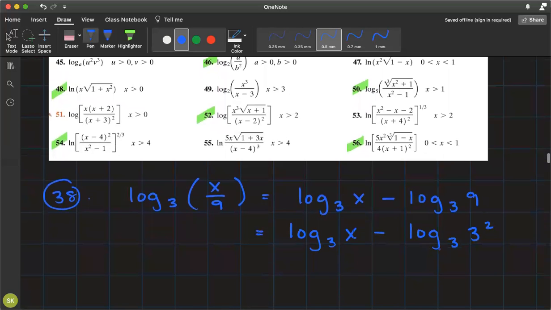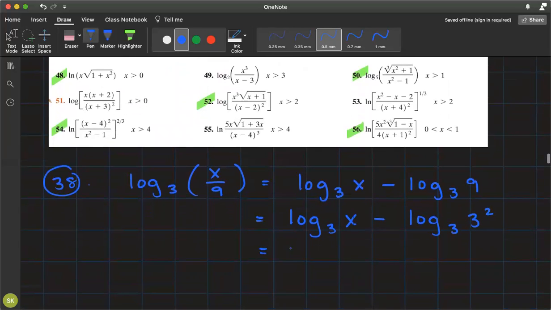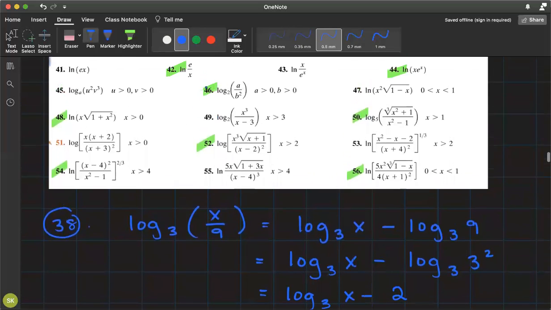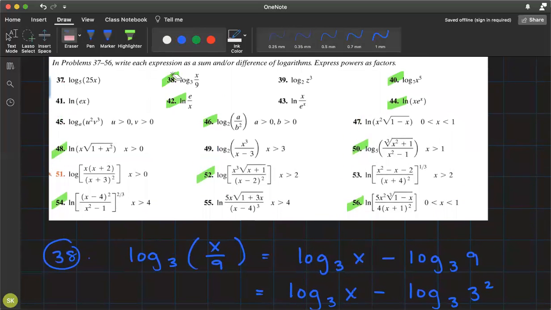And you can use that property where if you see this pattern here, you can cross it out and then pull the 2 in the front. Or just cross these out and you're left with this 2 here. So this is equal to log base 3 of x minus 2. Okay, so we did problem 38. Let's try problem 40.